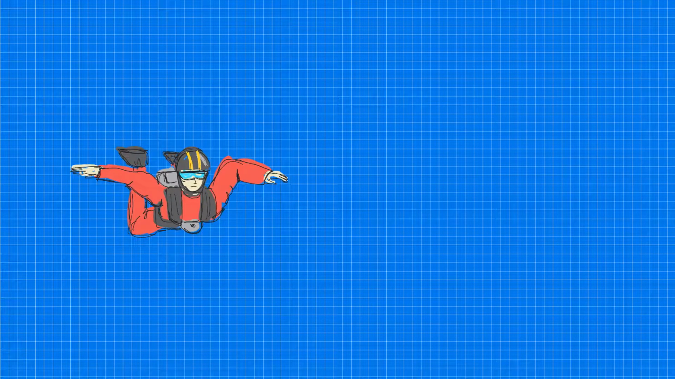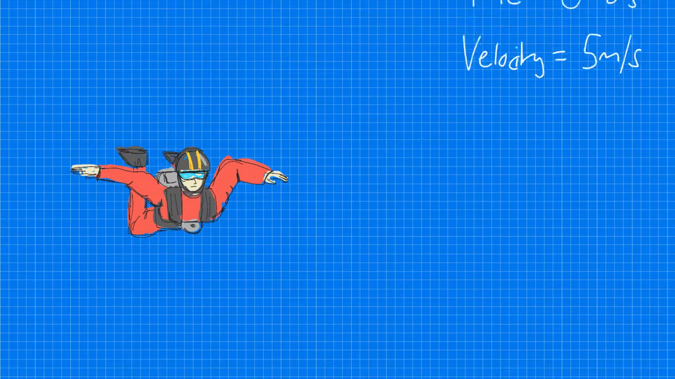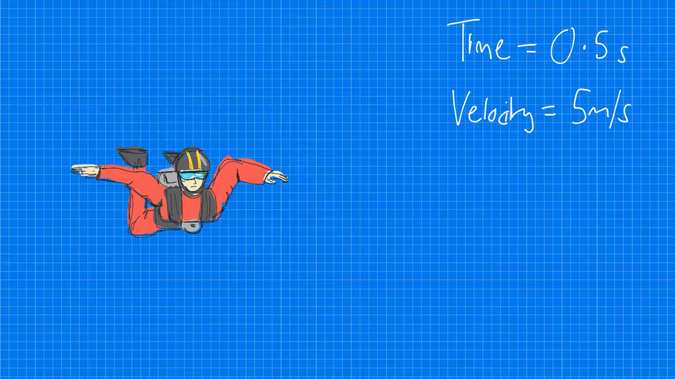So in this lecture we're going to look at how resultant forces can affect someone that is falling and look at something called terminal velocity. So we've got here a skydiver and we're going to imagine that they've just jumped out of a plane, about half a second before this snapshot was taken, and they're currently travelling at a velocity of 5 meters per second.